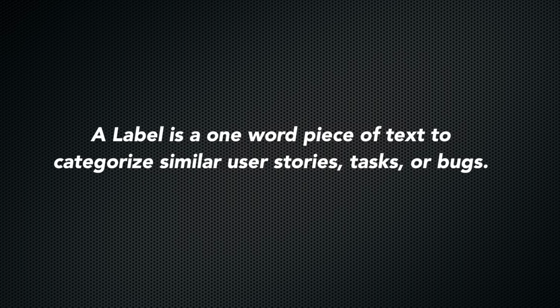And later on, you'll be able to filter out your issues based on these labels. Now think of a label as a one-word piece of text to categorize similar user stories, tasks, or bugs. Jira doesn't currently let you type two separate words as a label, so if you do have to use two separate words, then use an underscore or a dash between the two words.